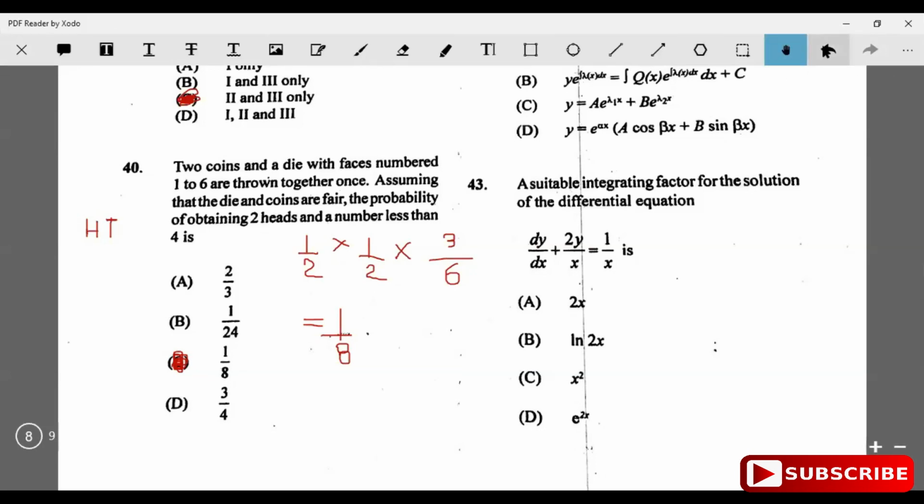By the way, where did you get the 3 over 6 from again? So this is how many numbers are less than 4? Only 3 numbers: 1, 2, and 3. So there are three possible numbers that you could choose that are less than 4, and it's out of 6 numbers. Okay. And so that's question 40.